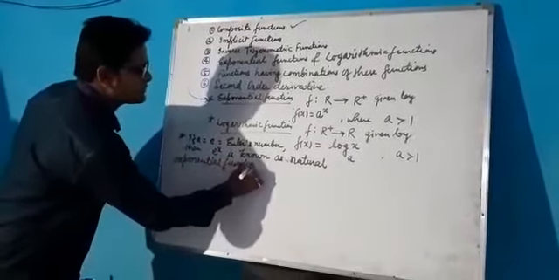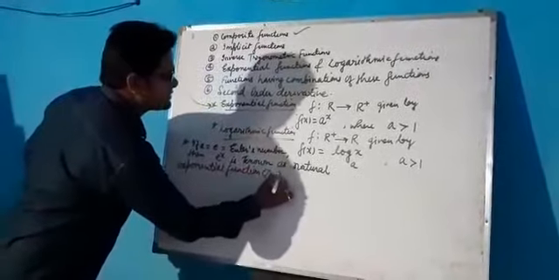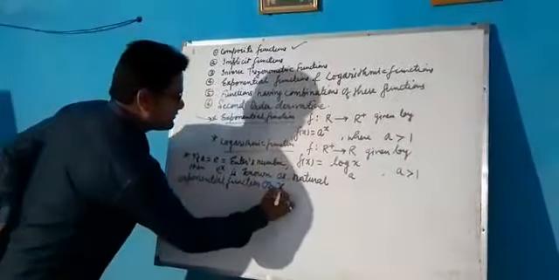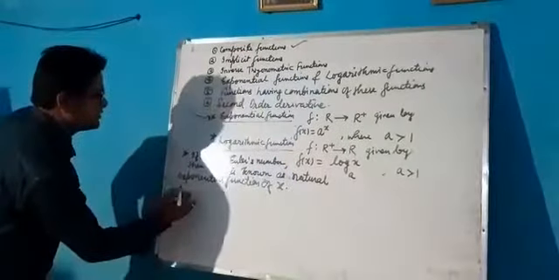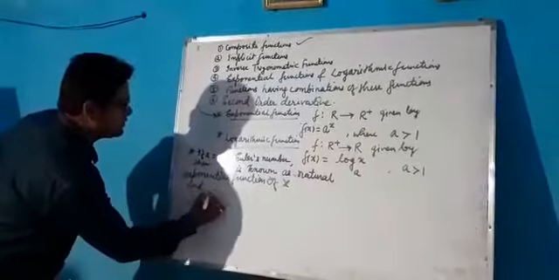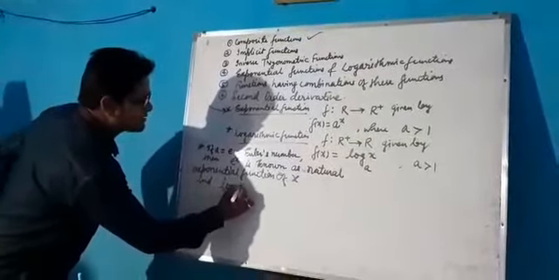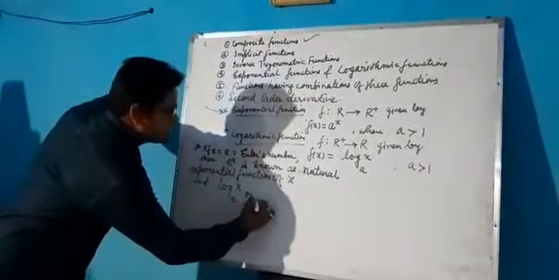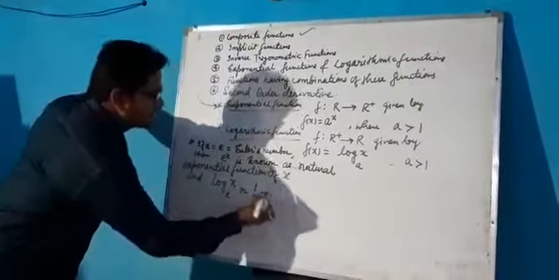Exponential function of x. Conditions are as it is. Then log x to the base e. It is also written in this way, log x.